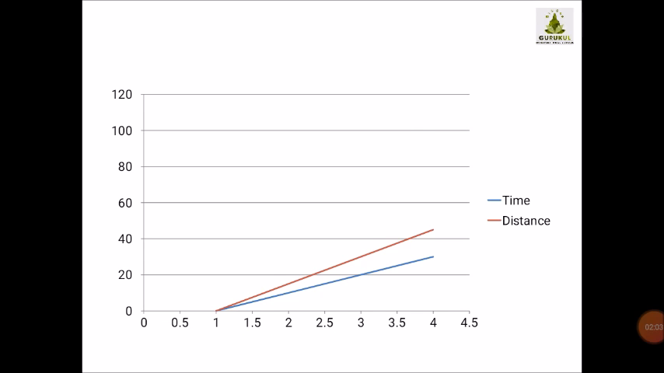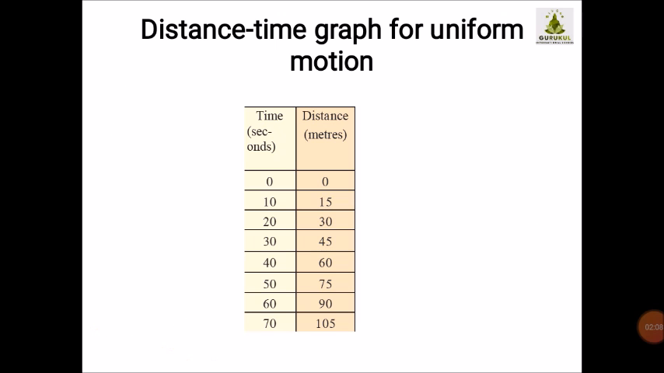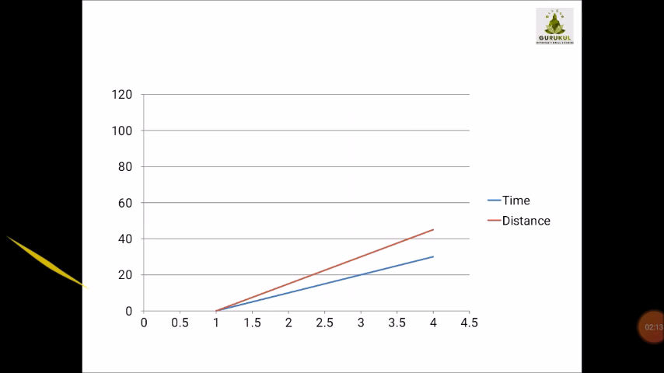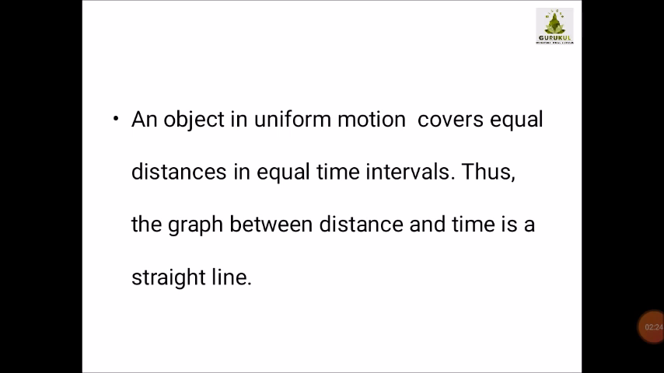Now if you study this graph for uniform motion on the basis of the chart, students, this chart is given in your textbook also. You can refer to your textbook for this chart. On the basis of this, I have drawn this graph. You will come to know that you get a straight line when you plot such a graph. An object in uniform motion covers equal distances in equal intervals. Thus, the graph between distance and time is a straight line. When we plot a graph, we will be getting a straight line.